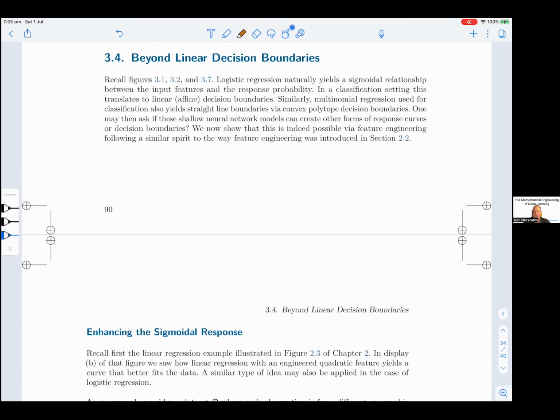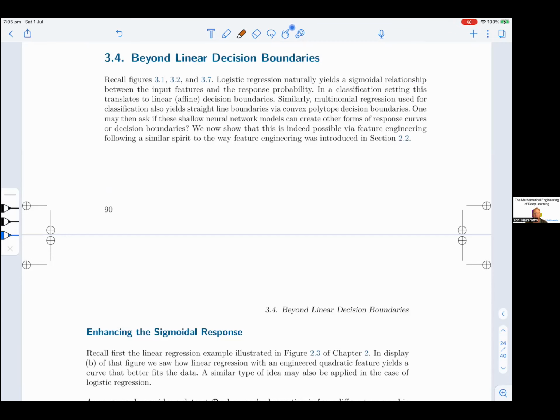Logistic regression naturally yields a sigmoidal relationship, so we saw that, between the input features and the response probability. In a classification setting, this translates to linear, affine decision boundaries. Similarly, multinomial regression used for classification also yields straight line boundaries via convex polytope decision boundaries. One may then ask if these shallow neural network models can create other forms of response curves or decision boundaries, so not just straight lines.